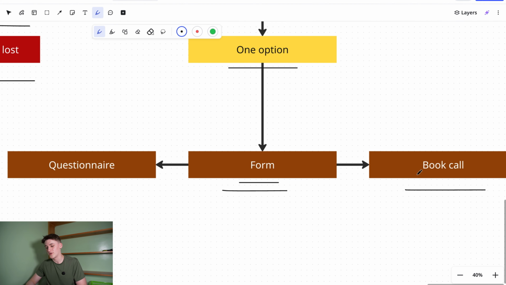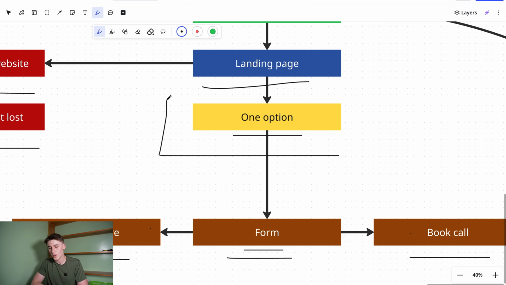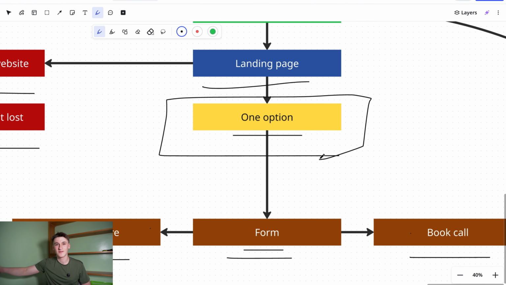You can set a form to then book a call. You can set a questionnaire to book a call. It really is an endless opportunity with a landing page, but the key idea is that you want one option, one targeted thing for them to do. And this is really important. You don't want to have multiple options saying either fill out this if you want this to work, or fill out this if you want something else. It's all about giving them one option because there's a clear purpose.